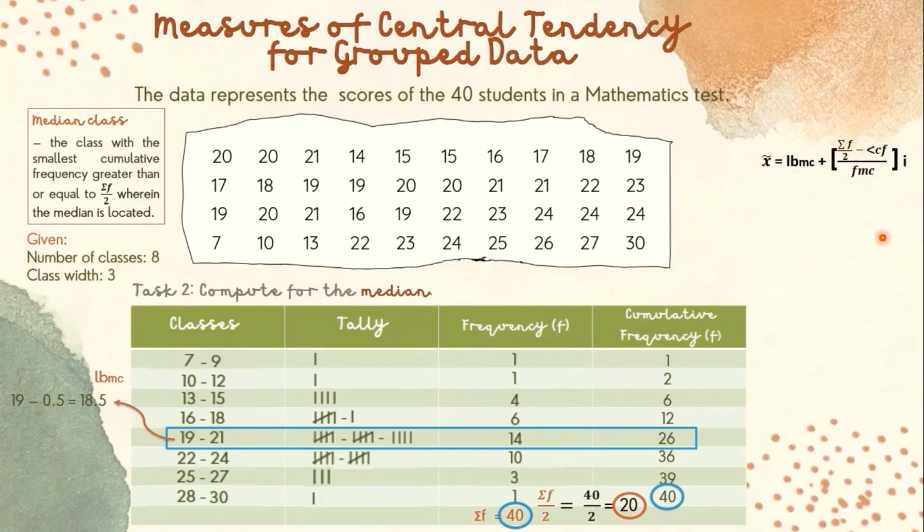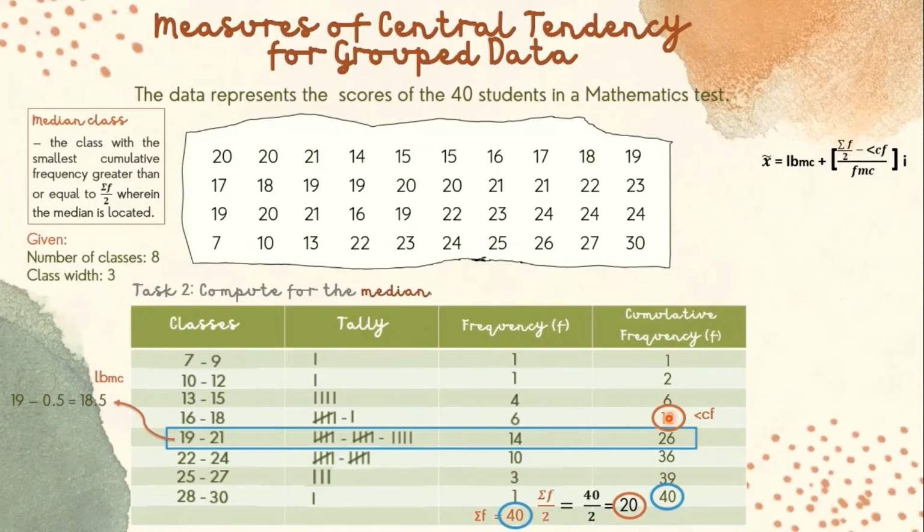Next element of the formula, we need to find out the cumulative frequency of the lower class next to the median class. Again, the median class for this frequency distribution is 19 to 21. The cumulative frequency of the median class is 26. And the lower class next to the median class is the class interval 16 to 18. Ang kanyang cumulative frequency ay 12. Therefore, 12 is the cumulative frequency of the lower class next to the median class.